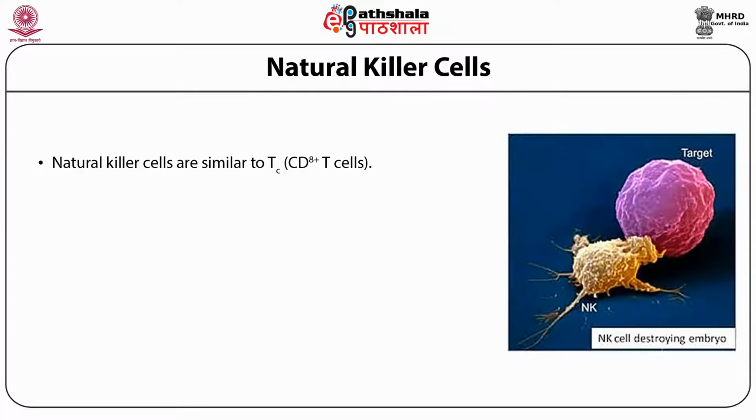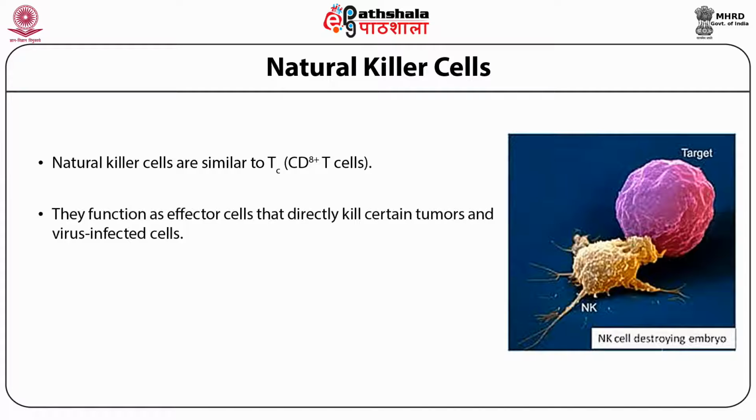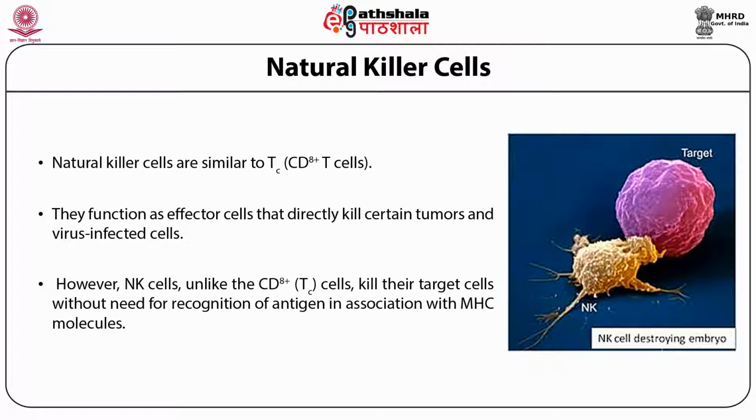Natural killer cells. Natural killer cells are similar to TC, that is CD8 positive T cells. They function as effector cells that directly kill certain tumors or virus infected cells. However, NK cells, unlike CD8 positive cells, kill their target cells without need for recognition of antigen in association with MHC molecules.